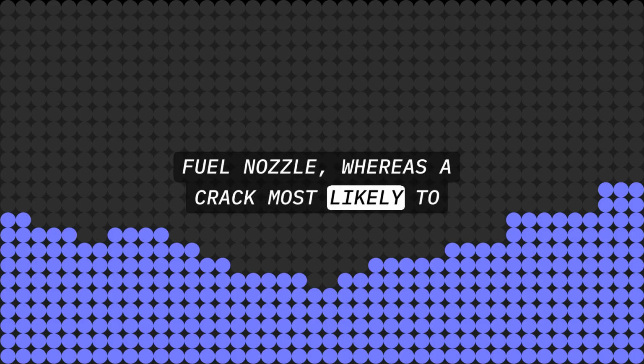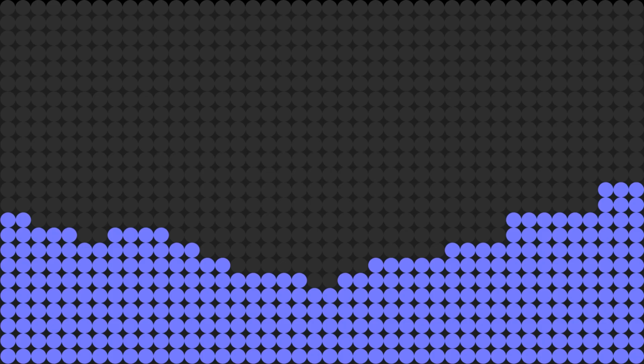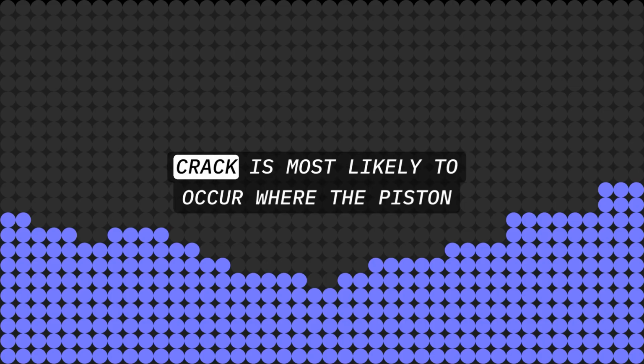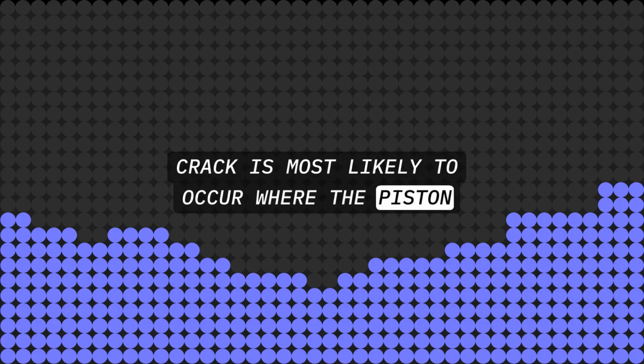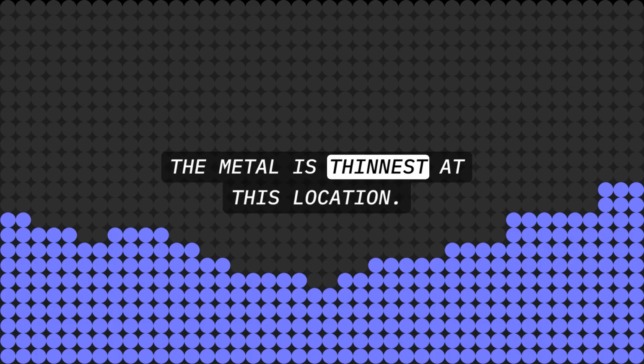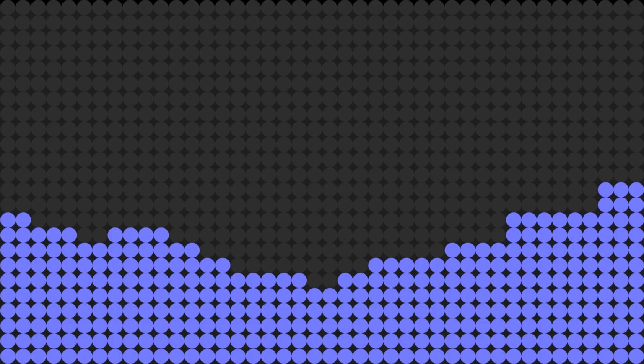Where's a crack most likely to occur on a piston? A crack is most likely to occur where the piston pin connects. The metal is thinnest at this location.